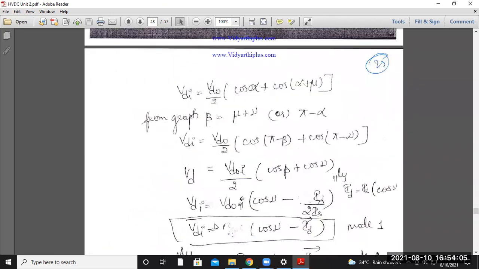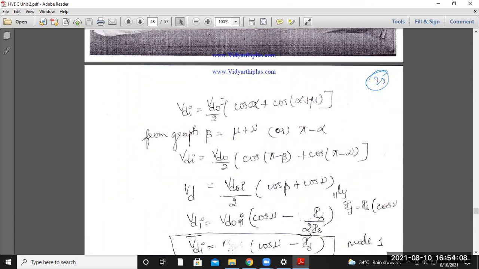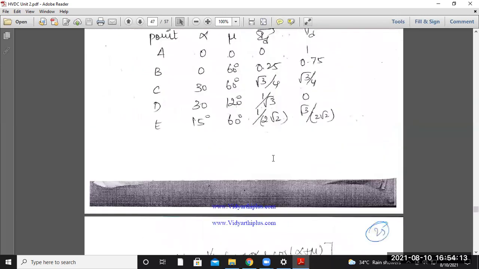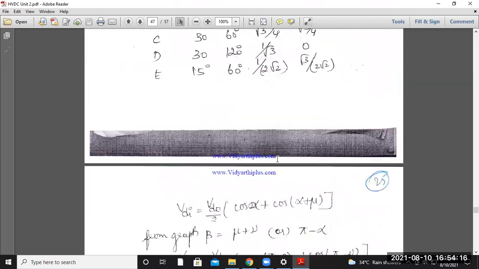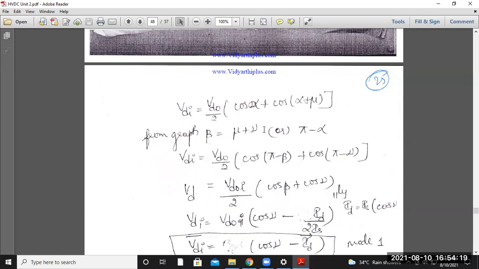Okay, so in a similar manner, when you write this equation VDI, you will get VD naught upon 2 for cos alpha plus mu. Now from the upper graph that we have discussed, you will get this equation, that is beta equal to mu plus gamma, or you can say pi minus alpha. So just putting the value in this equation, put the value of alpha as pi minus beta, you will get VDI equal to VD naught upon 2 cos pi minus beta plus cos alpha plus mu, that is, for alpha plus mu you will get pi minus gamma.